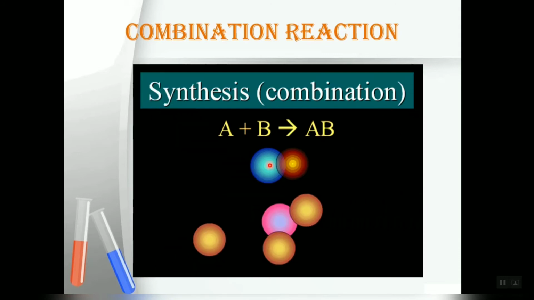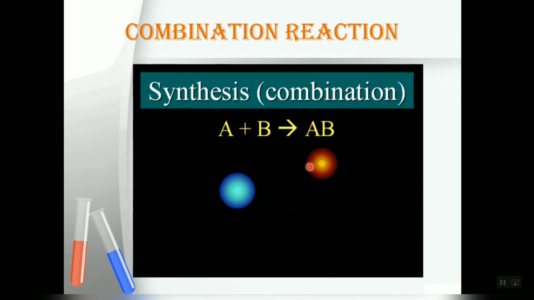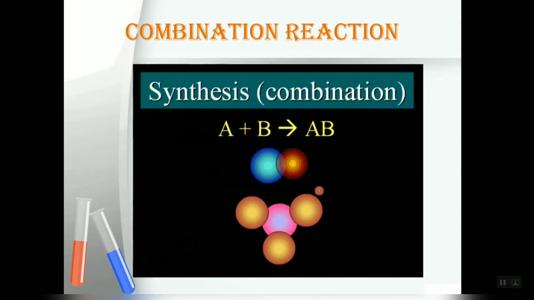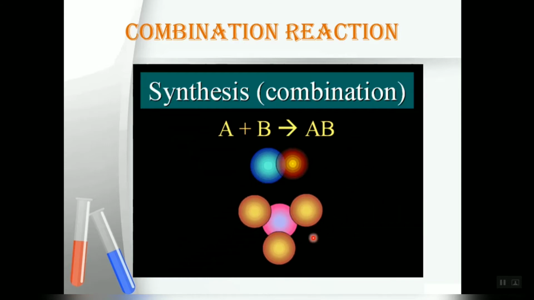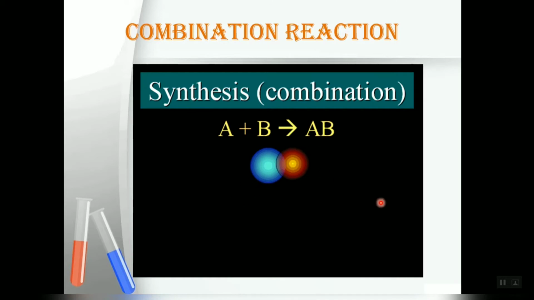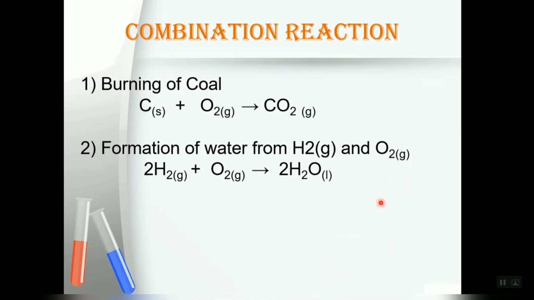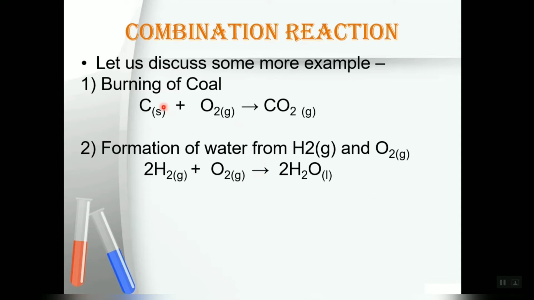You can see in this animation A plus B forming AB. So these two are combined together in formation of a new product. Here 3 and 1 combine and form a new product, so this reaction is nothing but the combination reaction. Let us discuss some more examples. Number 1, the burning of coal. The reaction is carbon plus oxygen, which forms carbon dioxide gas. Second, formation of water from H2 and O2. The hydrogen gas and oxygen gas combine together to form water.